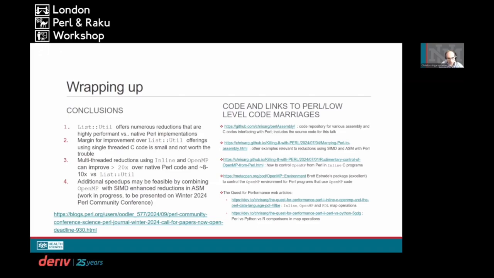Some references of the work I've done by combining Perl with C and assembly for data-intensive applications are shown on the right. This includes repositories at GitHub, and a couple of web articles under the banner The Quest for Performance. I should also cite Brett Estrate's excellent OpenMP environment CPAN package that allows one to control OpenMP through Perl and really customize how you deploy your code based on the characteristics of the processor.